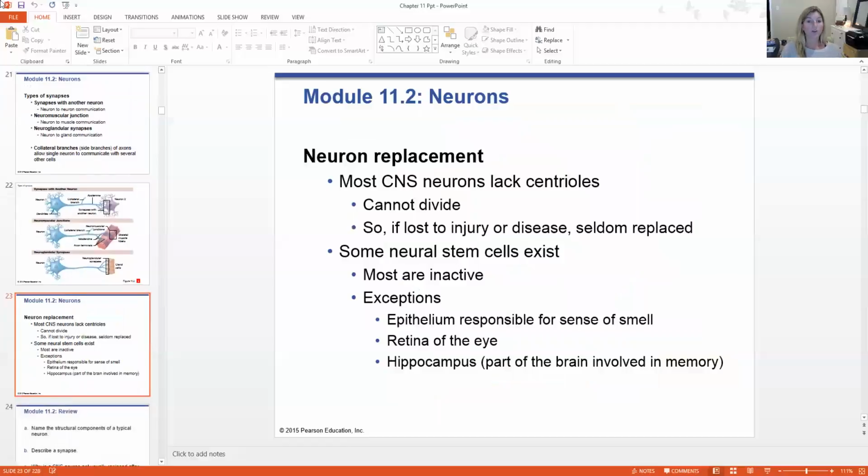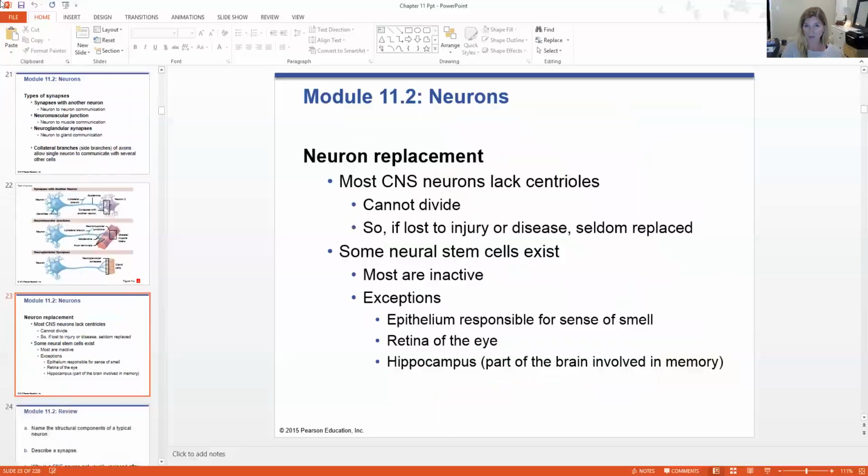So let's talk about how neurons are replaced. Typically, they're not replaced. They cannot divide. Most central nervous system neurons are incapable of mitosis. So if they're damaged or injured in some way, they're gone. You're not going to get them back. There are some neural stem cells, but they're usually inactive. And so they just kind of sit there.